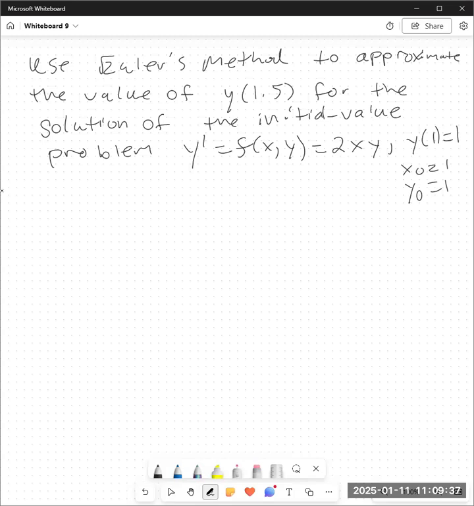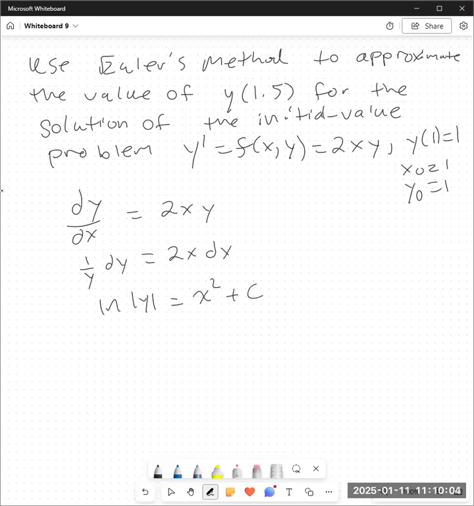And so I'm going to find what the exact solution of this would be using the techniques that we already learned in chapter 2. This is a separable differential equation. So I'm going to have 1 over y dy is equal to 2x dx. ln of the absolute value of y is equal to x squared plus c. And that means that y is equal to e to the x squared plus c, or some constant c times e to the x squared.